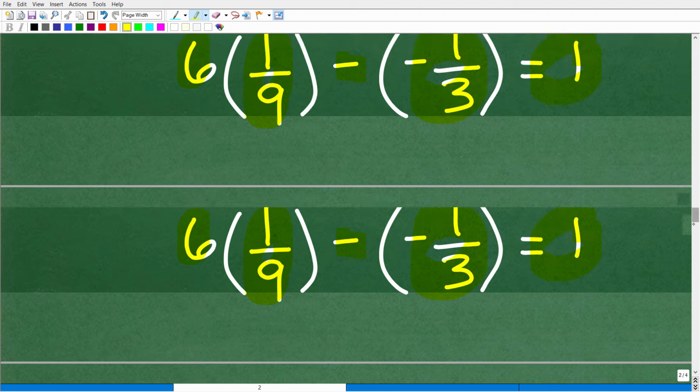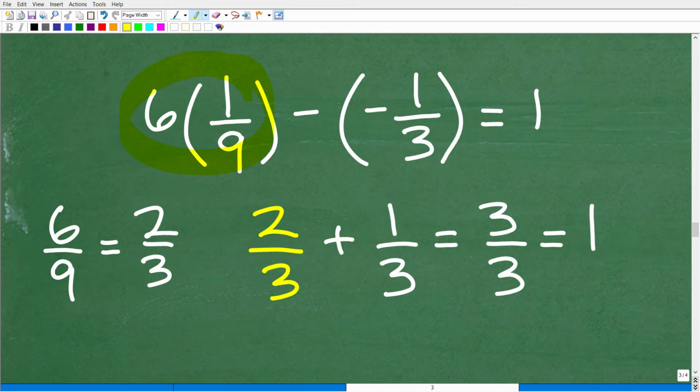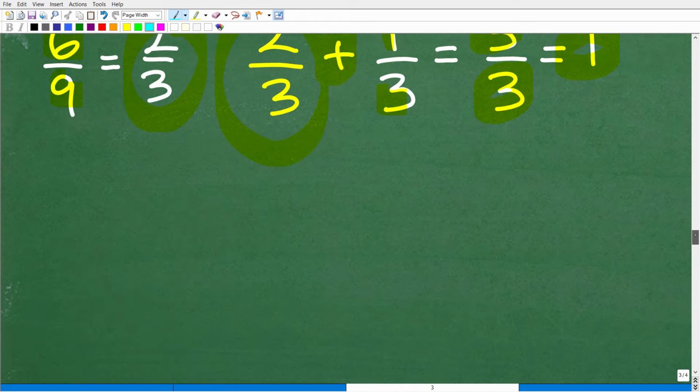All right, so let's go ahead and finish this up. Okay, so 6 times 1/9. Well, 6 times 1/9 is 6/9, but I can reduce that down to 2/3. So the result of doing this is 2/3. And now I have minus a minus, which would be, of course, plus 1/3. So 2/3 plus 1/3 is what? Well, it's 3/3. 3 over 3 is indeed 1. Okay, so that is the final solution.